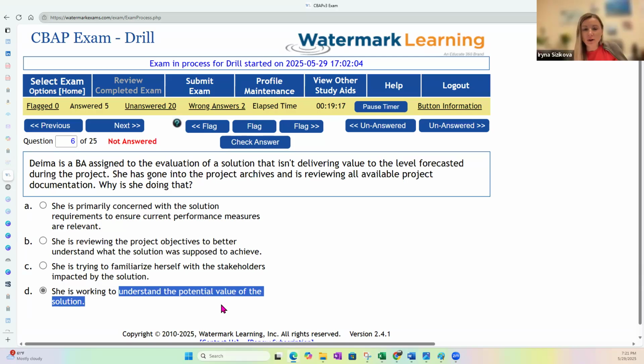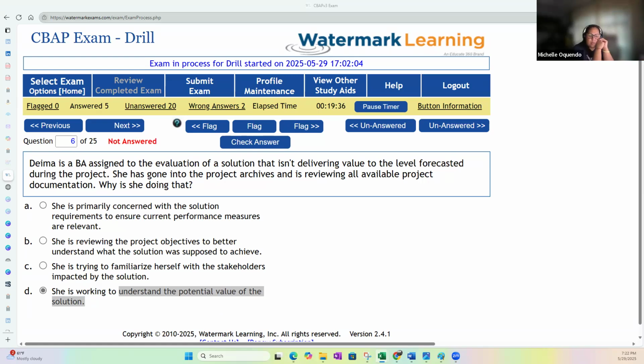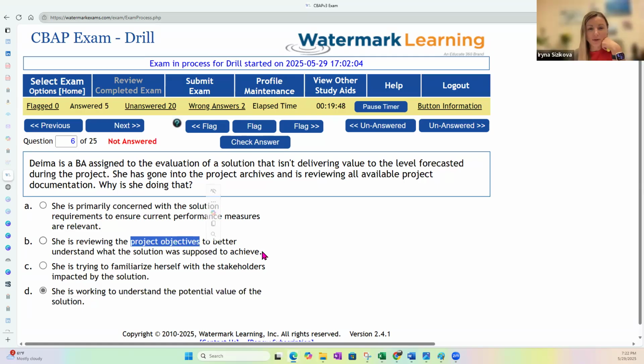So first, to understand why it isn't a task, evaluate why the solution isn't delivering value. And then first she wants to understand what the potential value should be, to understand what is going wrong. So this is my understanding. I think I agree with you, but I don't really see the big difference between B and D. They're both reviewing. She's trying to better understand.